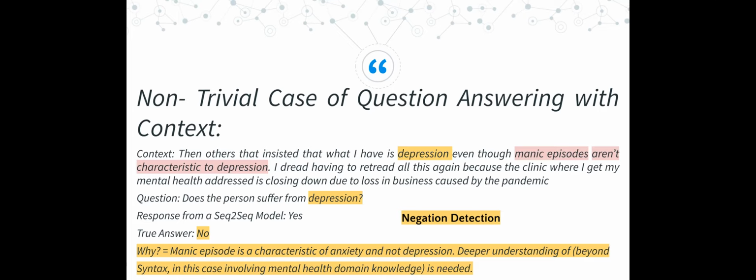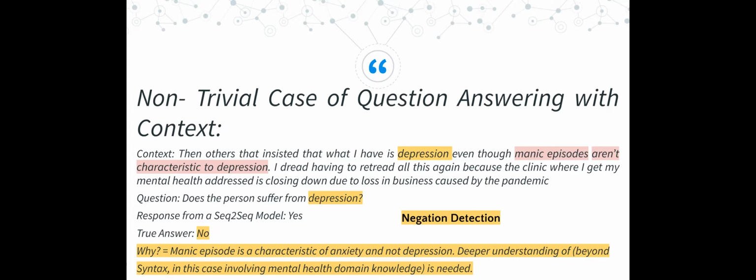And the question is, does the person suffer from depression? Answer would be yes. The true answer is no. Because there is, first of all, negation that isn't understood by the system very well. And there is reasoning that has to be applied. Manic episode is a characteristic of anxiety and not depression.